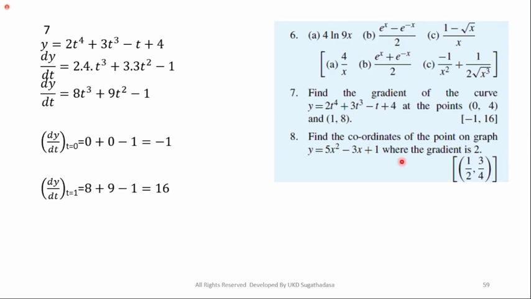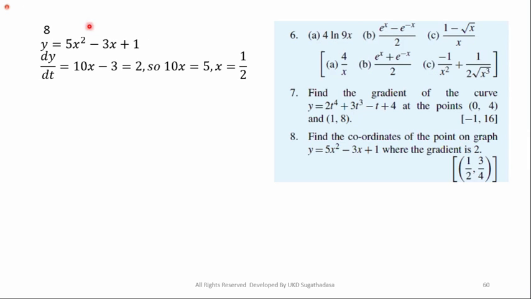Now, how to calculate the gradient of this one? Find dy by dx first. This is dy by dx: 10x minus 3. See, the gradient in terms of x is 10x minus 3. But in this case, you want to calculate the specific gradient 2, so just put it equal to 2. So 10x equals 5, x equals half. Now you can see the gradient is 2 when x equals half. That means at x = 0.5 the gradient is 2.